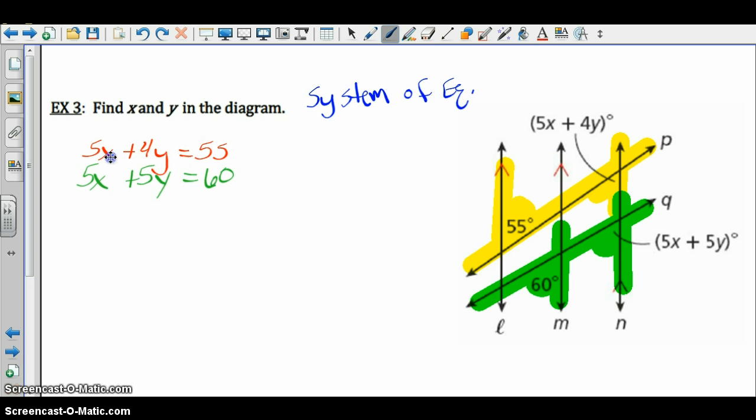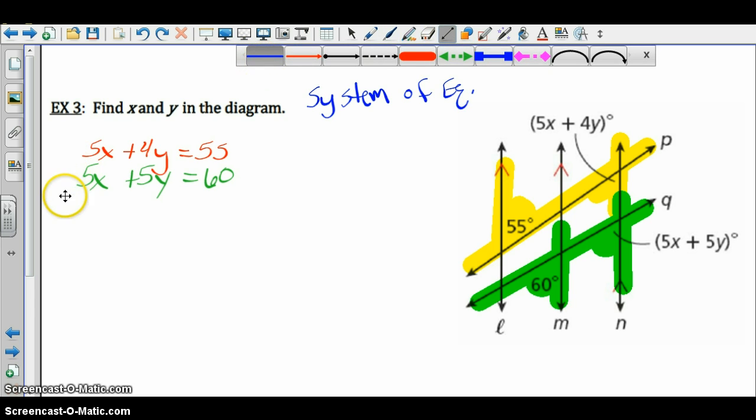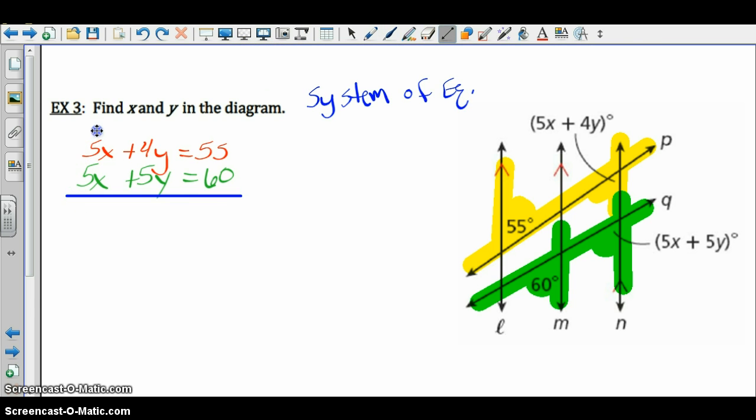So if we solve this system by the elimination method we looked at, if we just added the columns, we wouldn't get anything to eliminate. However, if we take the opposite of every term on the bottom, or subtract each column instead of adding, we should be able to eliminate the x's, because 5x minus 5x will be 0. So let's take a look at what happens when we do that.